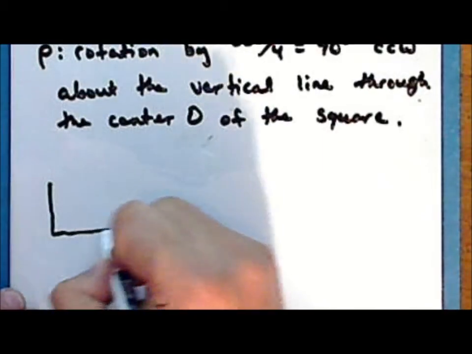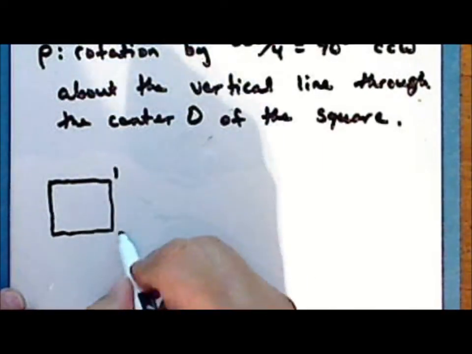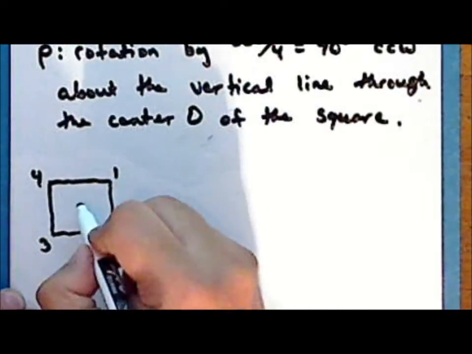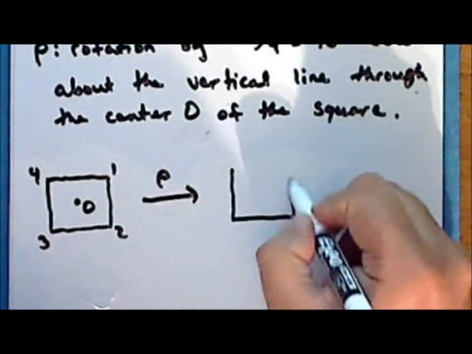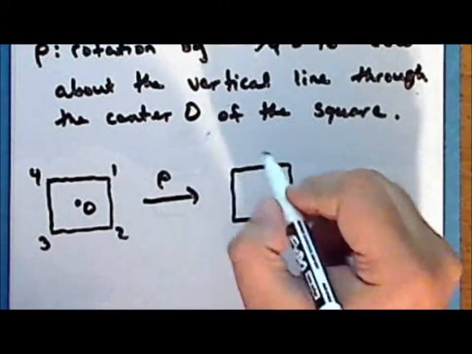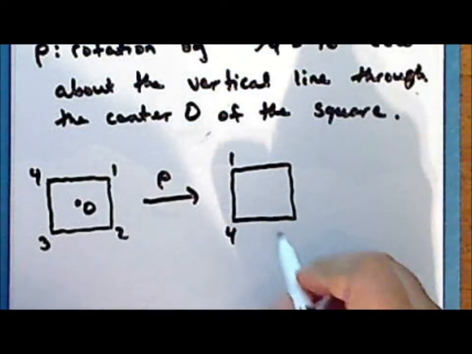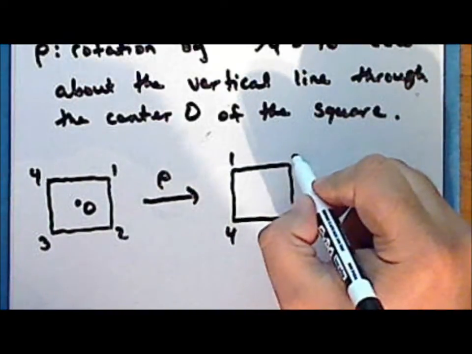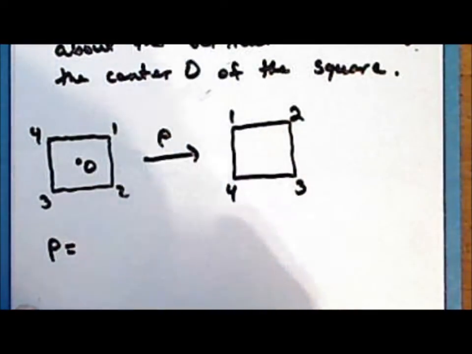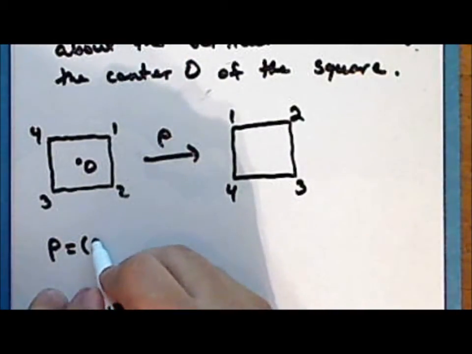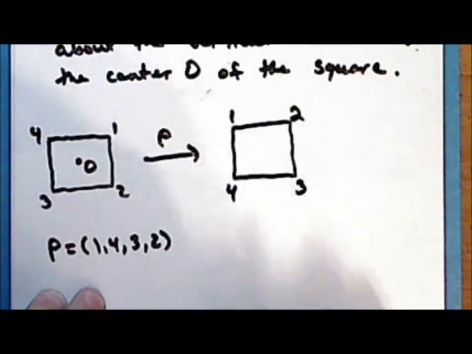So we begin with a square, and we'll label the vertices as follows. Then one rotation by 90 degrees counterclockwise produces the square with the vertex 1 exchanging places with 4, vertex 4 exchanging places with 3, vertex 3 exchanging places with 2, and vertex 2 exchanging places with 1. So that the rotation rho can be expressed in cyclic notation as the cycle 1 to 4 to 3 to 2.